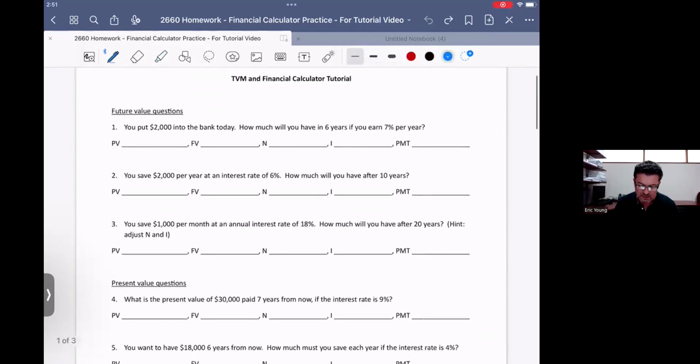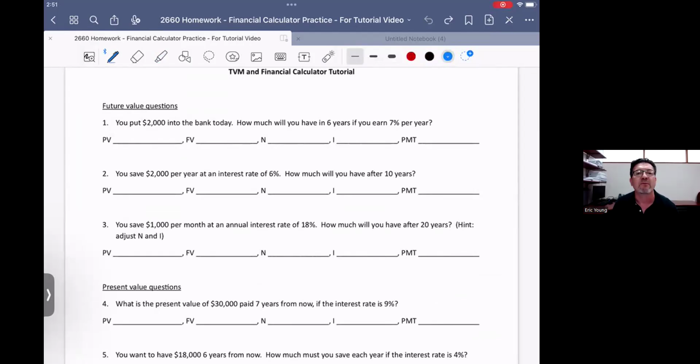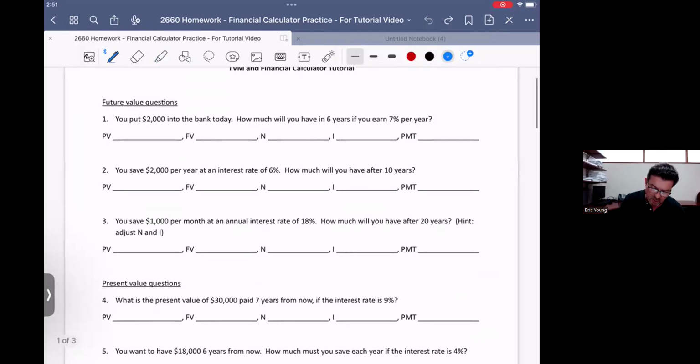You put $2,000 in the bank today. How much will you have in 6 years if you earn 7% per year? So we know that we're given the present value. You're putting 2,000 into the bank today. So that's going to be negative 2,000. Negative because the money's going out. And it's going to be 6 years. You're earning 7%. And because this is a lump sum, the PMT is going to be 0. So we're solving for the future value. That's what we're solving for.